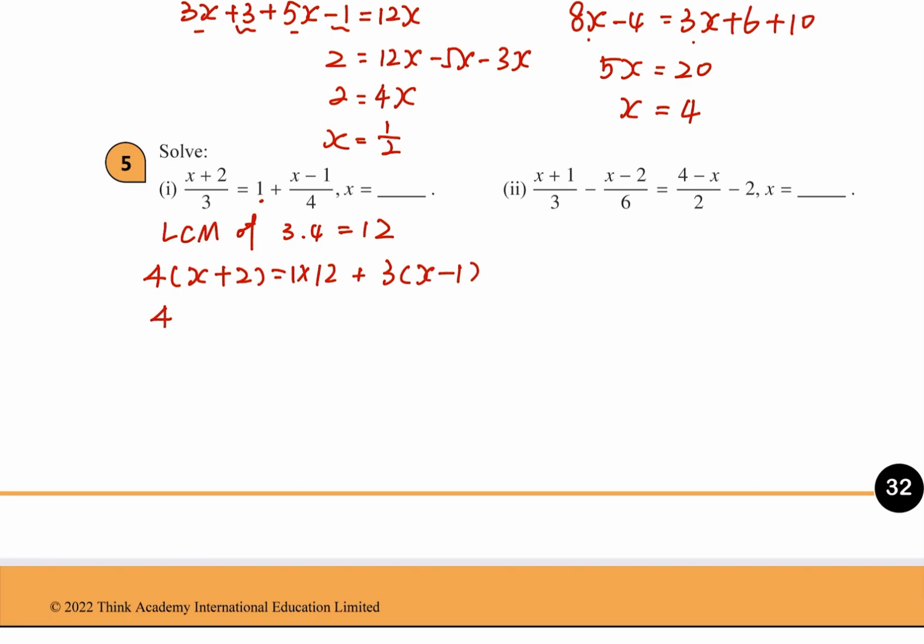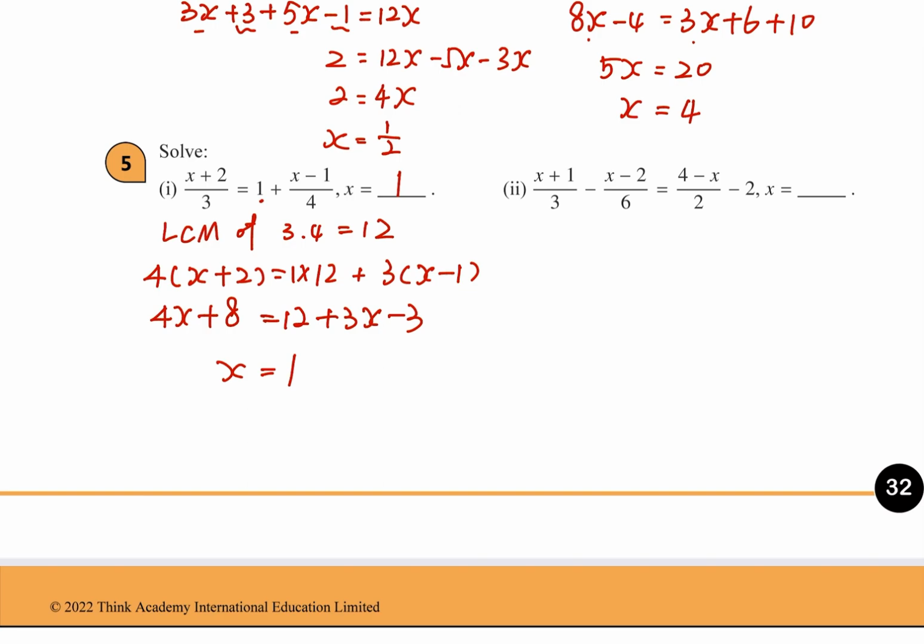So if we break down the brackets, we will have 4x plus 8 is equal to 12 plus 3x minus 3. And if we move x's on one side, we would have 1x on the left-hand side, and then 12 minus 3 minus 8, which is 1, on the right-hand side. So x is equal to 1.